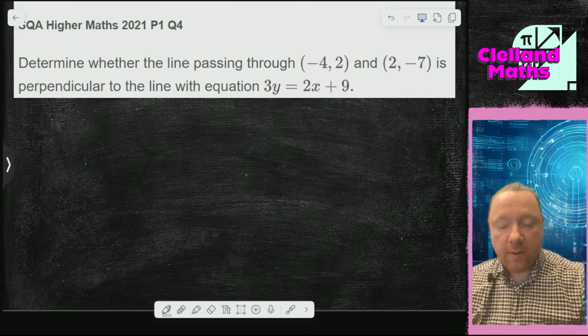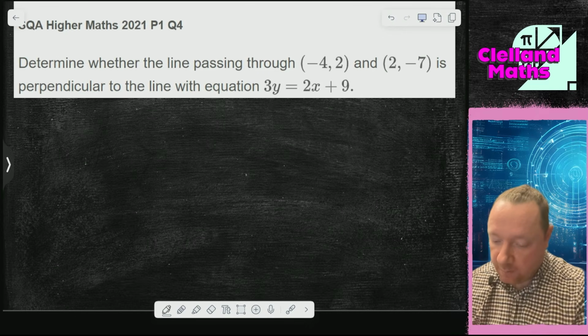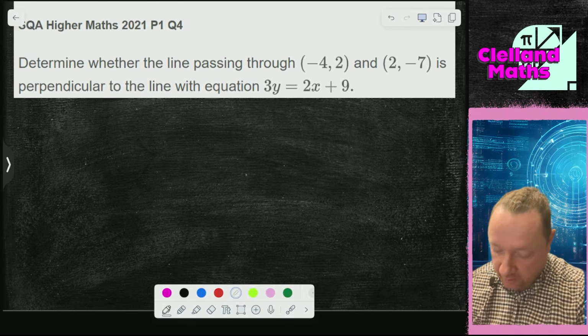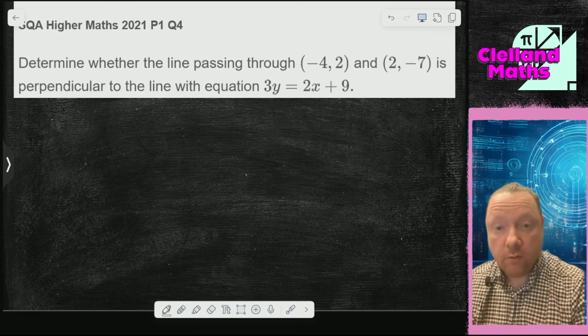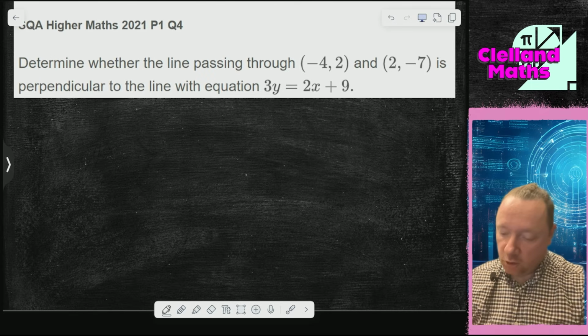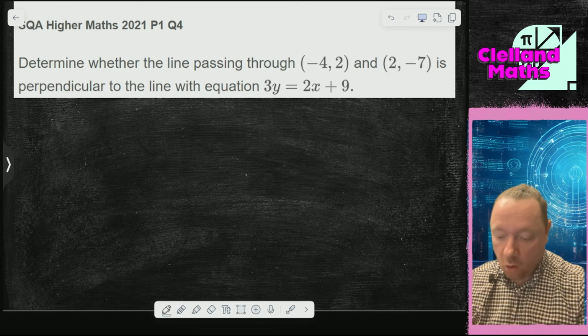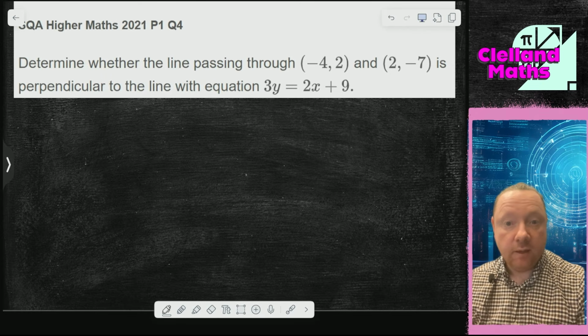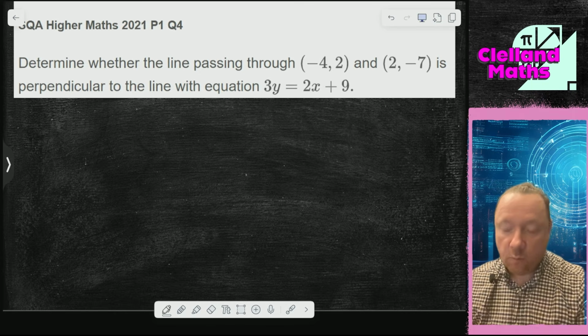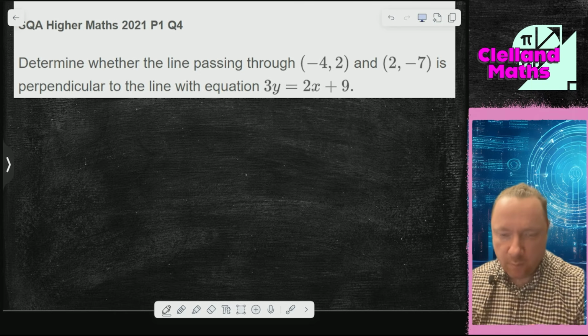SQA Higher Maths 2021 Paper 1 Question 4. Determine whether the line passing through minus 4, 2 and 2, minus 7 is perpendicular to that other line. So there's a couple of ways you can do this actually. What you could do is find the gradient of both and then times them together and check if you get minus 1. Or find the gradient of both and then check if the other one gives you a perpendicular gradient of the same as the one you did. I'll do it the first way because it seems to make more sense.